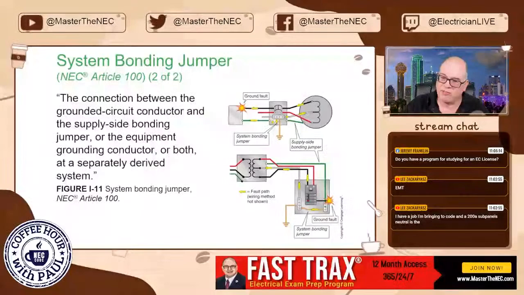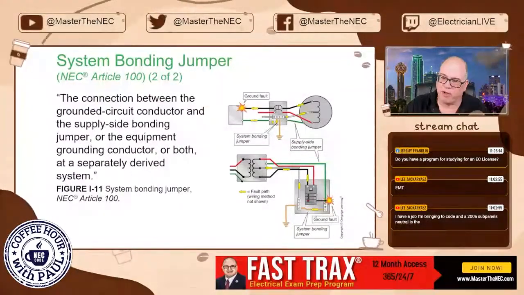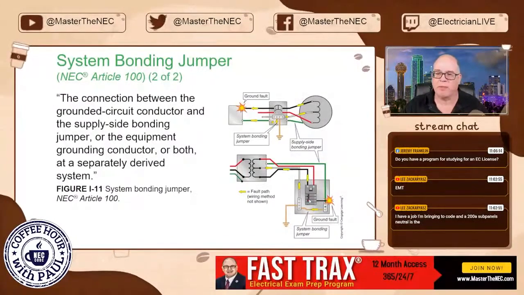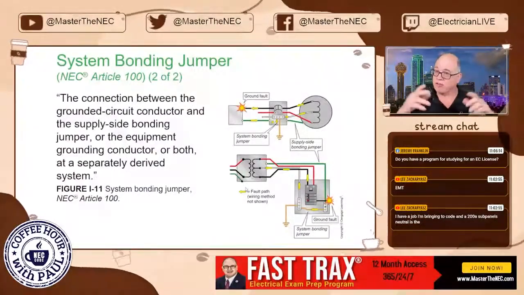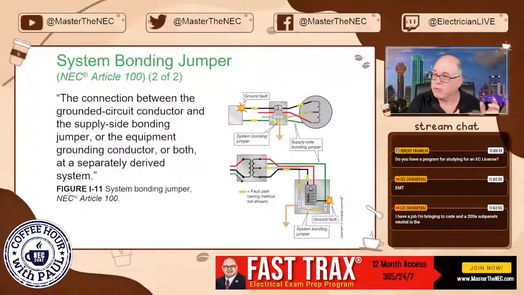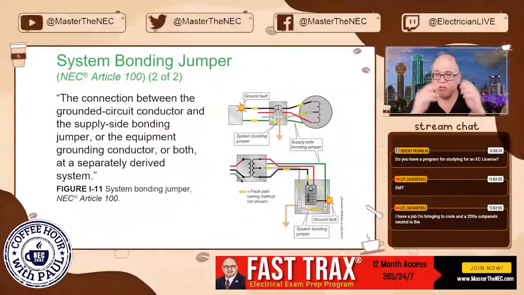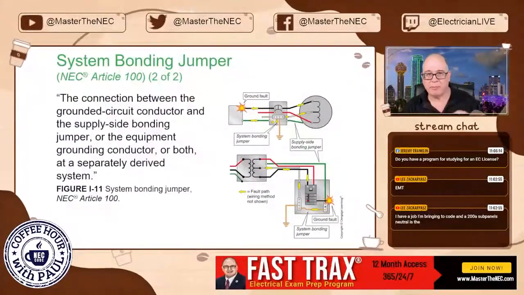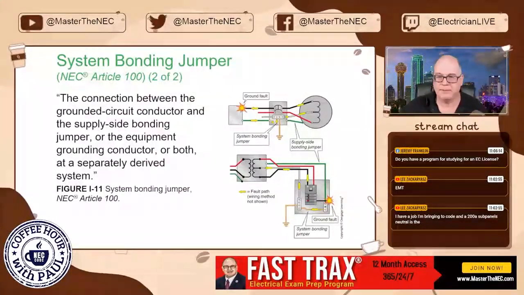This essentially allows the fault current to get back and complete the cycle, and that will allow the tripping of the overcurrent device, just like it did in the service for a main bonding jumper. Essentially the same thing. So just think: system bonding jumper, separately derived systems. Main bonding jumper, services.